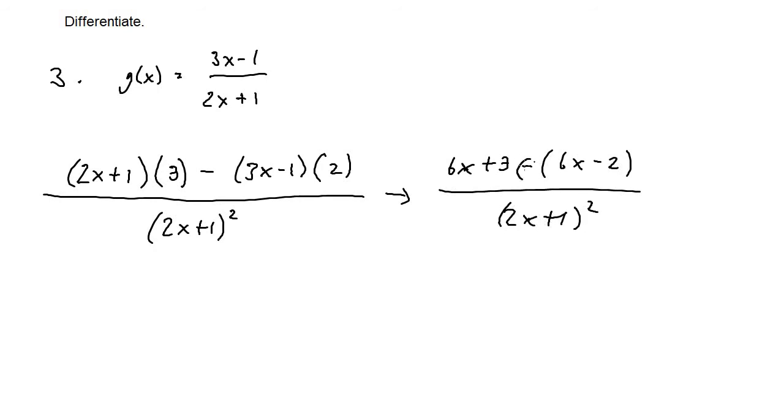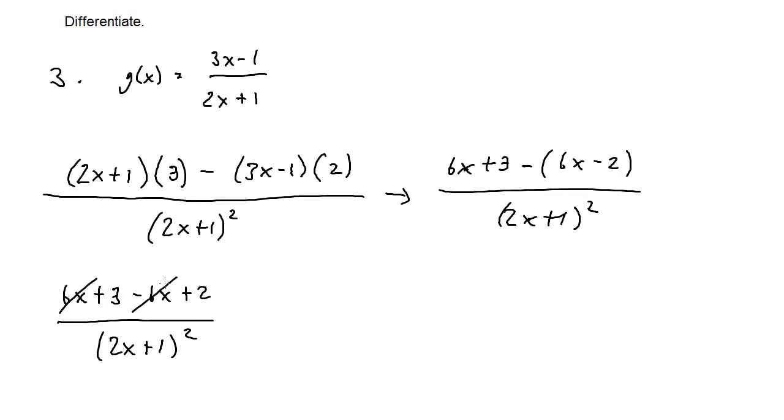So then we can go ahead and I'll distribute the negative inside the parentheses, so we'll get 6x plus 3 minus 6x, we get plus 2, all over 2x plus 1 squared. And then go ahead and simplify. The 6x and negative 6x will cancel. 3 plus 2 is 5, so we'll get 5 over 2x plus 1 squared. And that is going to be the final answer for the derivative of g, or in other words, g prime of x.